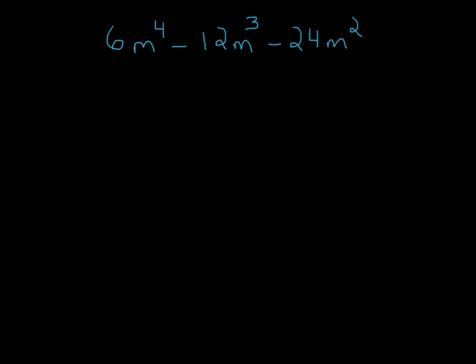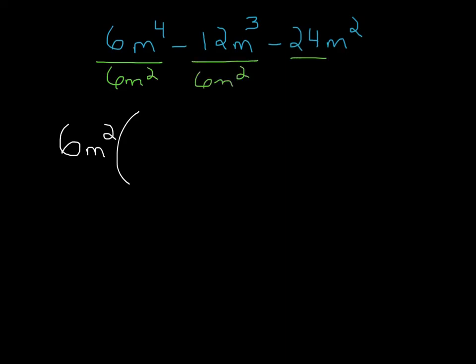Alright, so let's factor this one, and then you can try two on your own. Let's find the greatest common factor between 6, 12, and 24. The GCF is 6. And then m to the fourth, m to the third, and m squared. The variable with the smallest exponent is m squared. So that's the GCF. And now we need to divide each term by the GCF to fill inside our parentheses.